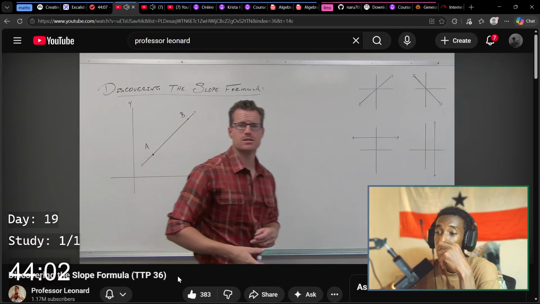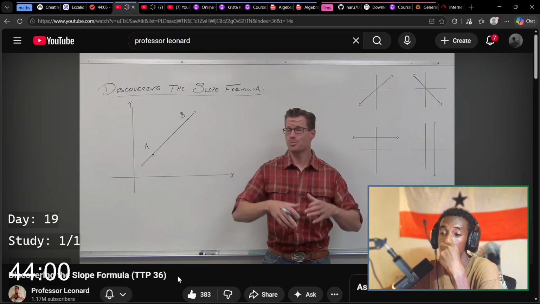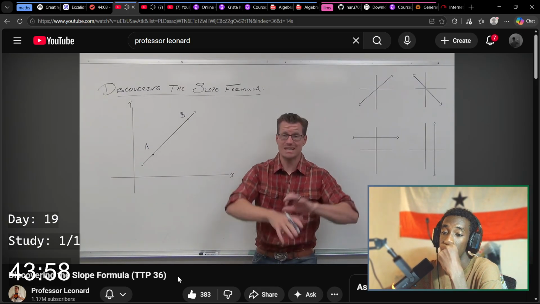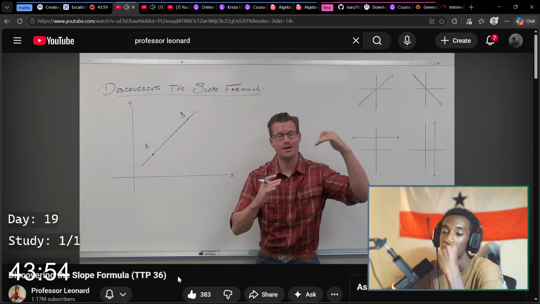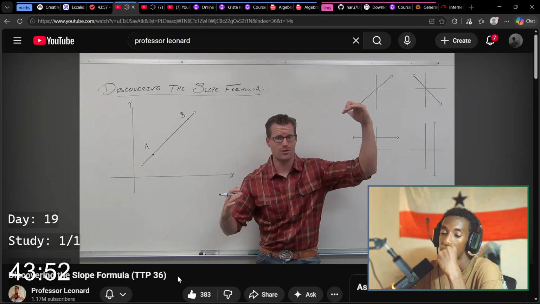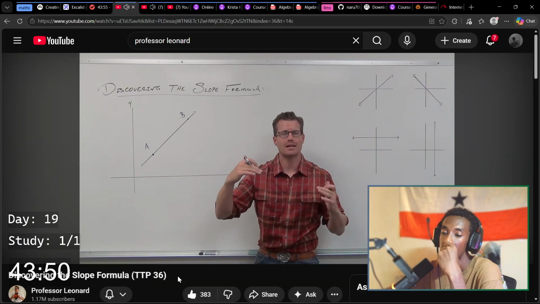And we're going to be finding the slope between A and B. The slope between A and B is going to be a slope between any 2 points. The slope never changes. It's a constant rate of change that our line is increasing forever or decreasing forever. That's why we get a line.